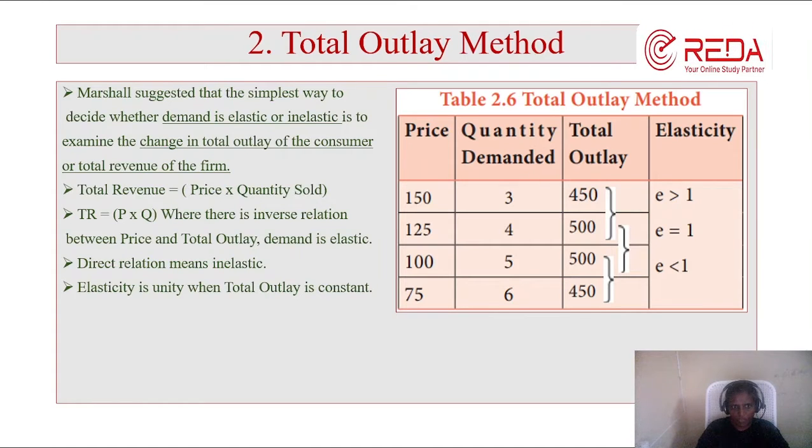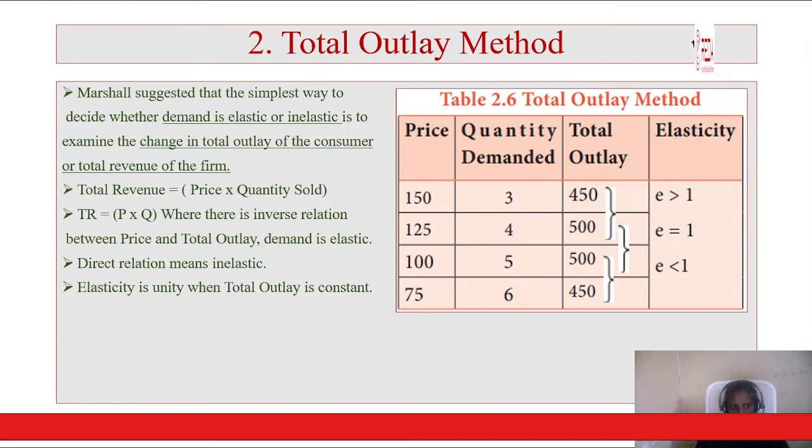Okay, with the help of the price and quantity, how much he is selling. With the help of these two data, it is very easy to find out the total revenue, or we can write it as TR is equal to P into Q. If there is an inverse relationship between the price and total quantity, then the demand will be elastic, and inelastic vice versa, we know.